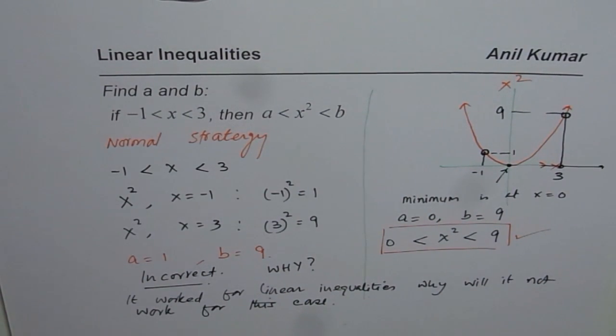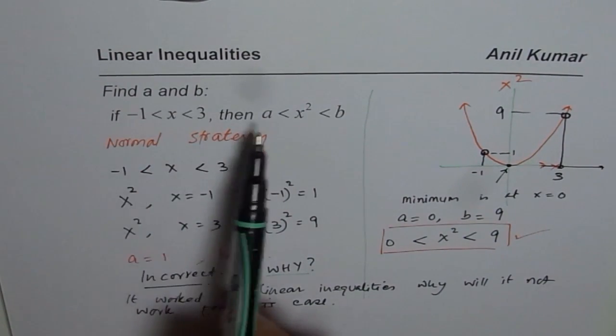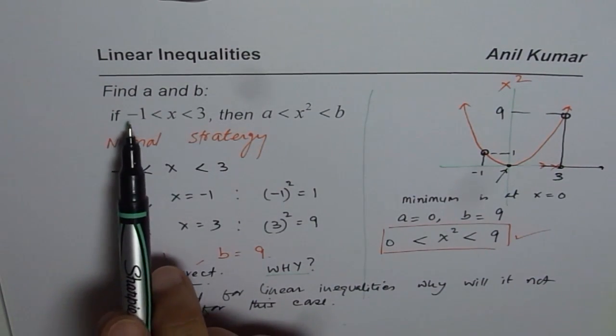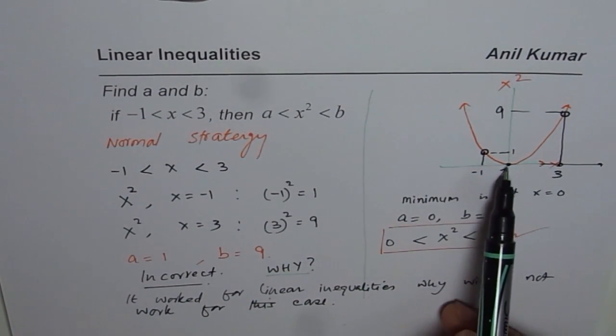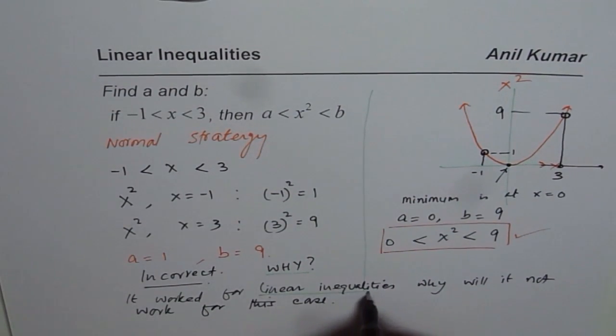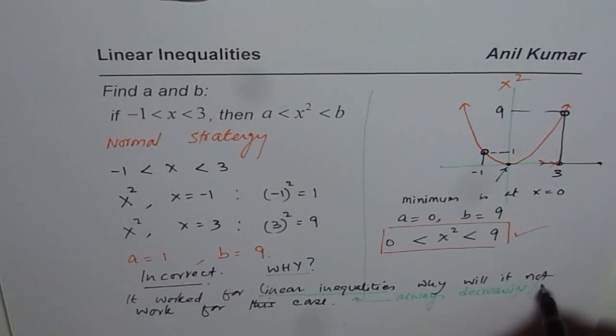Now still we need to answer the question why that was wrong. The reason for the earlier approach, substituting and finding the value of a, being wrong is that in the interval -1 to 3, the function is decreasing and then increasing. So it does not work. In linear inequalities, it works since linear functions are always decreasing or always increasing. Do you understand?